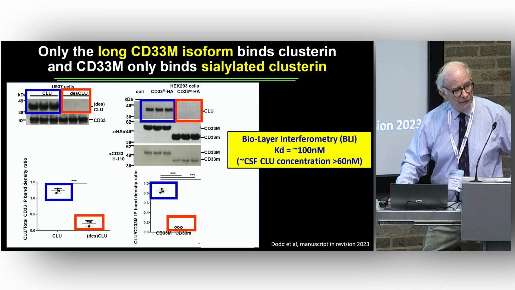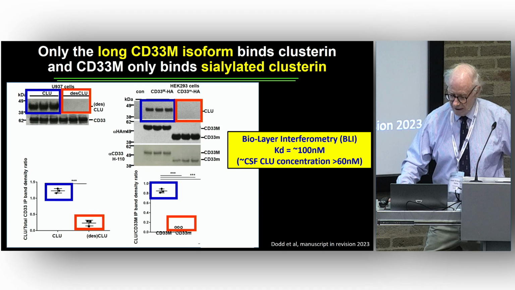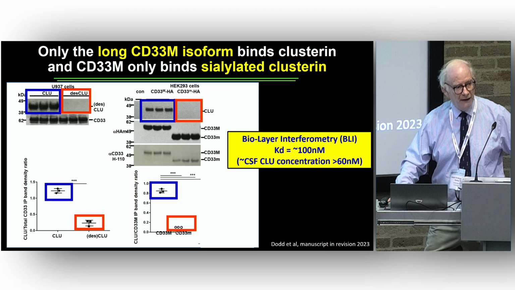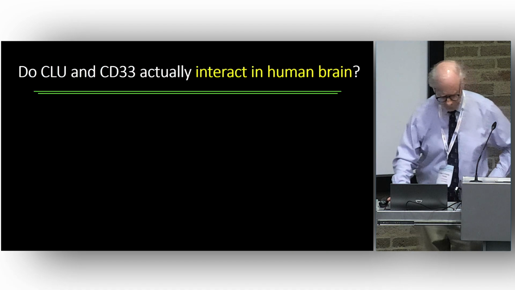So we then conducted a number of studies to look at the avidity of this interaction using BLI and a couple of other methods, and they all came to roughly the same conclusion, that the binding affinity would be somewhere around 100 nanomolar, and that is very close to the estimated concentration of clusterin in the CSF, suggesting then that this might be an interaction which could occur in physiological circumstances.